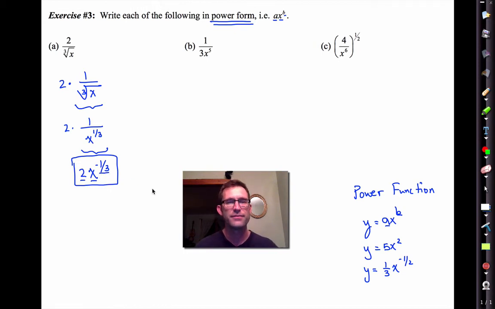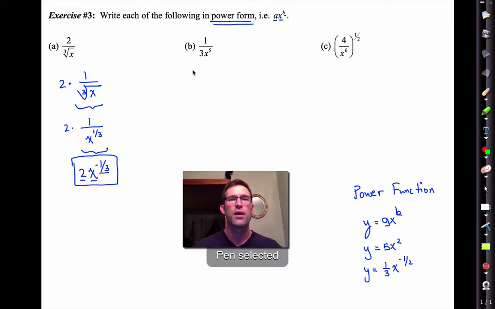All right? Now, a lot of people will get that one right, but then will have trouble with letter B. Again, for very important reasons. A lot of people will rewrite this as 3 times x to the negative 5. But that's a little bit weird, don't you think? I mean, there's a 1/3 in this problem, and there's no 1/3 here. So that's actually an incorrect answer.